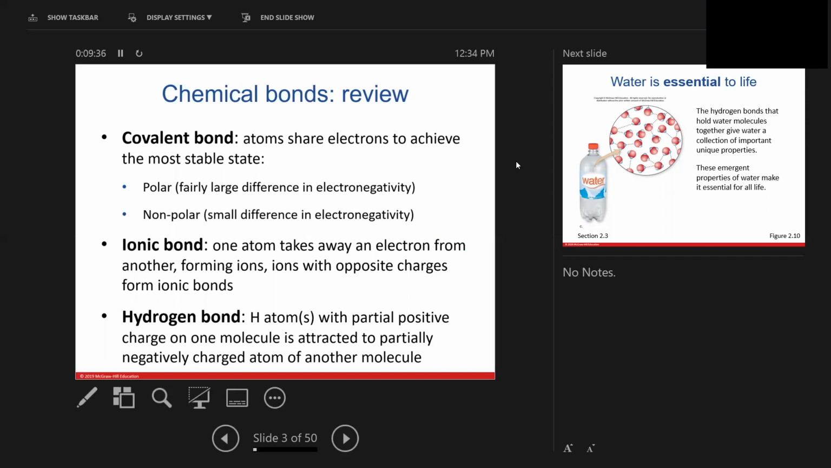And then finally, hydrogen bonds, which is where the H atoms with a partial positive charge, things like water, are going to seek out the more negatively charged elements of different compounds. And that's going to allow them to be partially attracted to that negatively charged atom of another molecule. However, these are extremely weak compared to something like an ionic bond or a covalent bond.